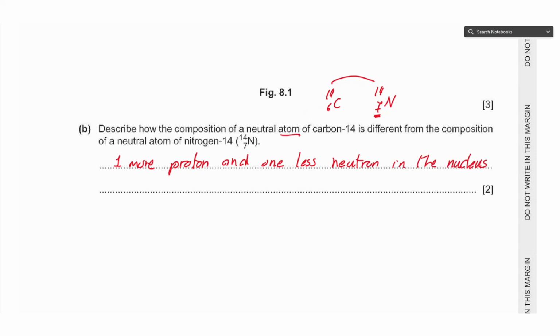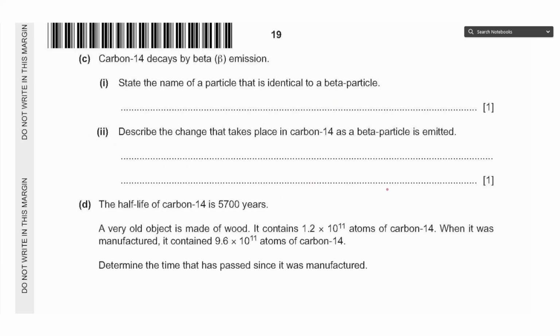But since we are describing a whole atom, we can say that for a neutral atom, we have one more electron orbiting the nucleus. Part C says carbon-14 decays by beta emission. State the name of a particle that is identical to a beta particle. That would be an electron, since a beta particle is a high energy electron emitted from a nucleus.